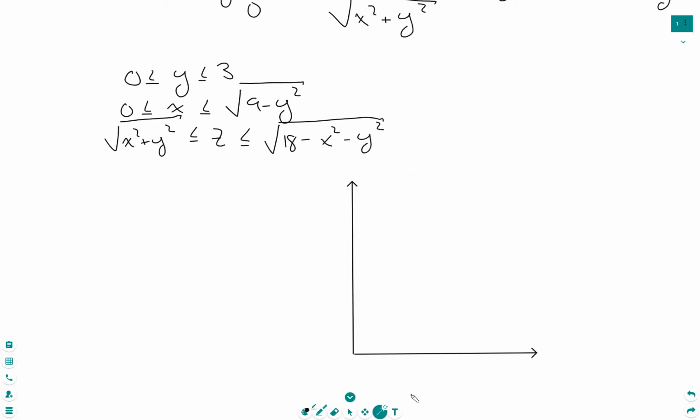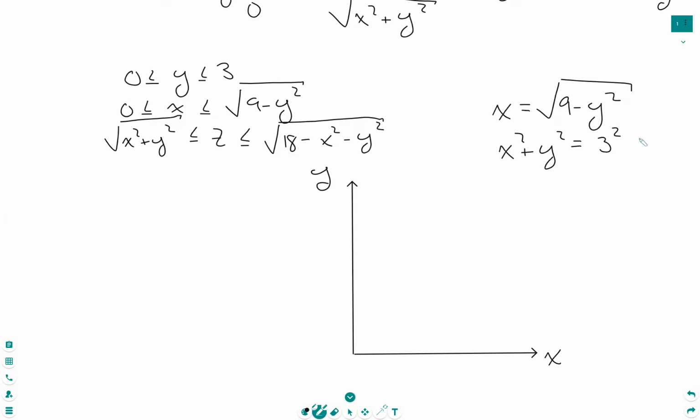So this is x and y. Well, x goes from 0 all the way out to x is equal to the square root of 9 minus y squared. Well, this is x squared plus y squared is equal to 3 squared. So that's a circle of radius 3. But notice that I chose the positive version of this radical and that it's x equals this. So this is the right half of a circle of radius 3.